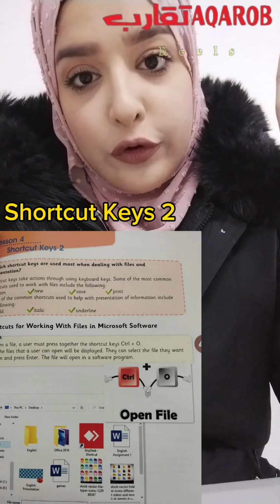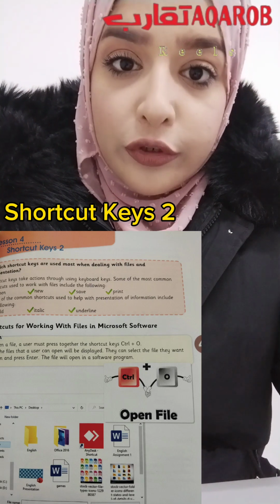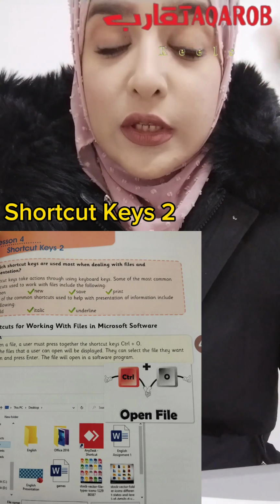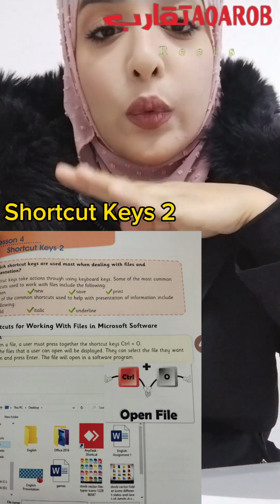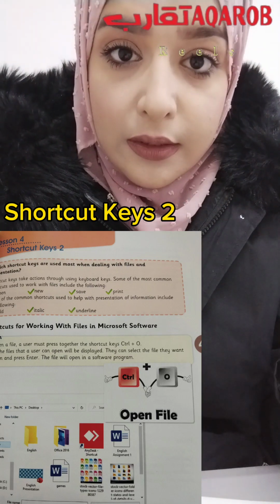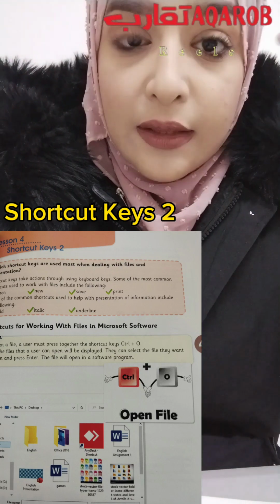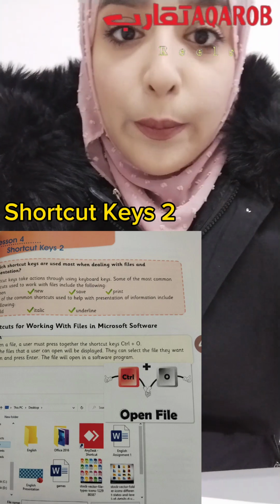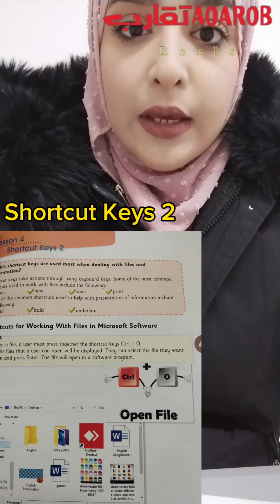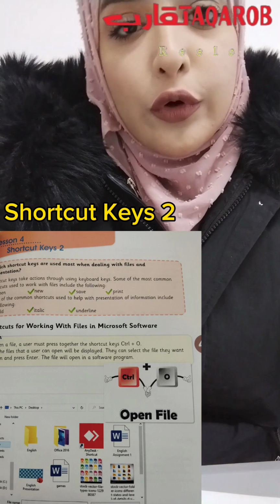We said before that we use the shortcut keys to give an order to the computer, to tell the computer what we want to do, rather than using the mouse or the touch screen. So we use the keyboard keys to make shortcuts to tell the computer what it has to do. It will understand what the user wants to do by pressing the keys on the keyboard. So shortcut keys take action through using keyboard keys.